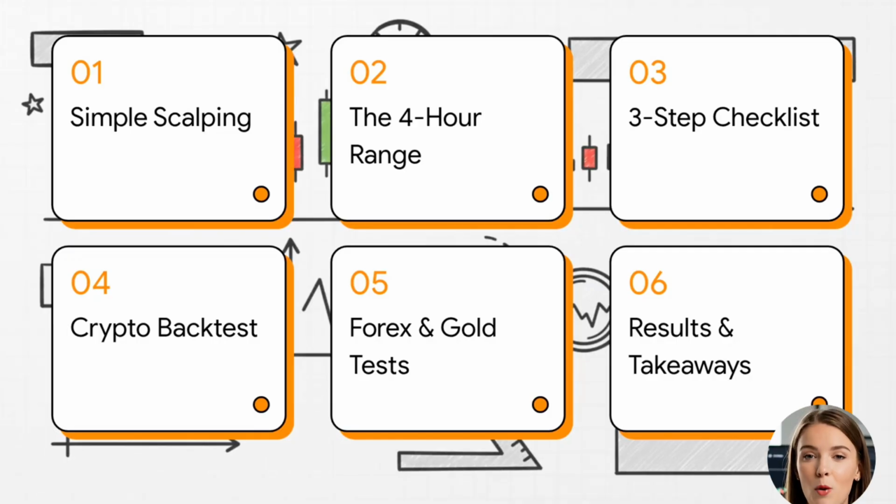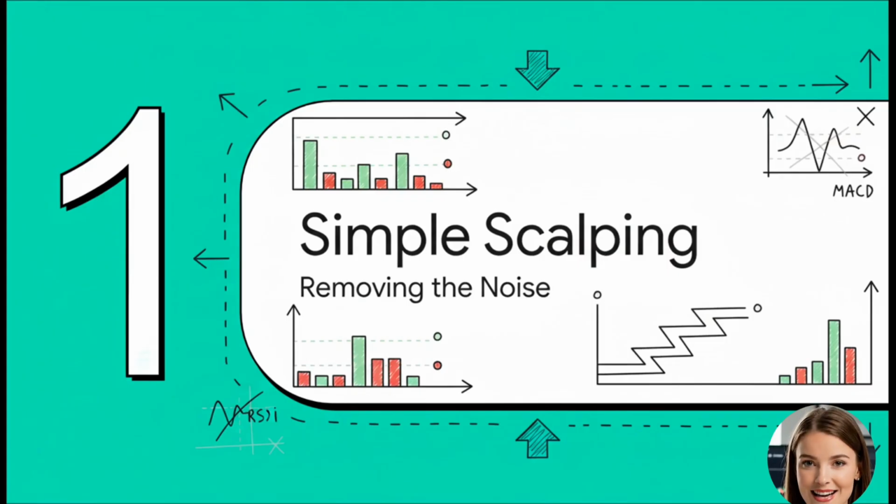So here's the plan. We'll start with the basic idea, then we'll define the core of the whole system, the 4-hour range. After that, we'll walk through the simple three-step checklist. Then the fun part. We'll see how it performed on crypto, Forex, and gold before we wrap it all up with the final results. The whole idea here is simplicity.